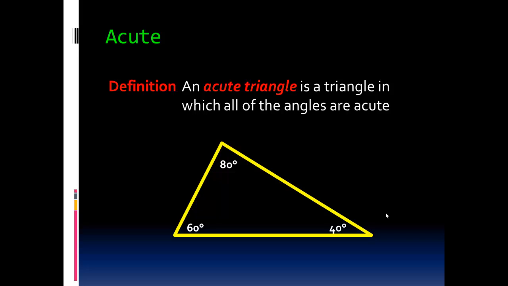An acute triangle is a triangle in which all the angles are acute. In other words, less than 90 degrees. So we've got 80, 60, and 40 here. All those angles are less than 90, so it's an acute triangle.